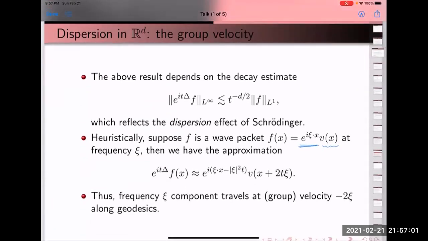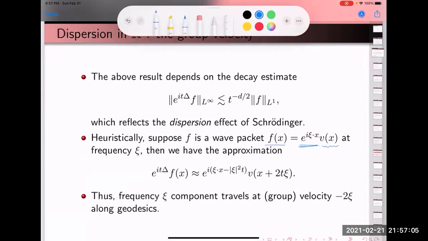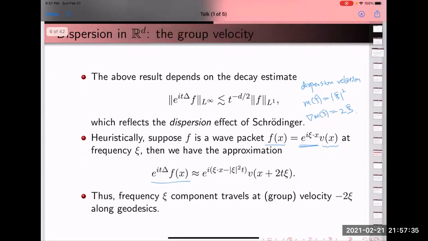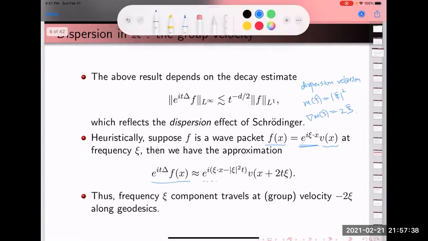Then what happens is that if you evolve this particular wave packet by the linear Schrodinger equation, it basically gets translated at the so-called group velocity, which is the gradient of the dispersion relation. Let's say the dispersion relation is m of ξ equals ξ squared, and then the gradient of m of ξ equals 2ξ. So apart from these phase factors, f gets translated by this particular group velocity.